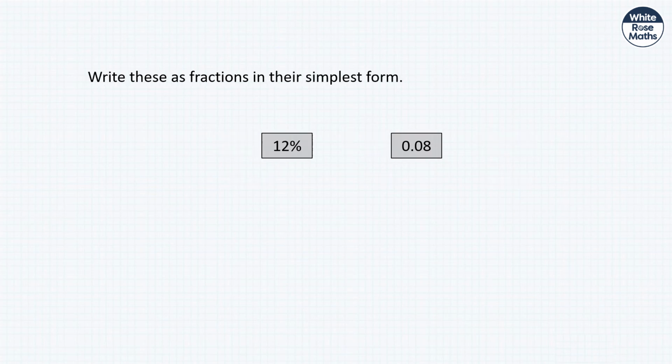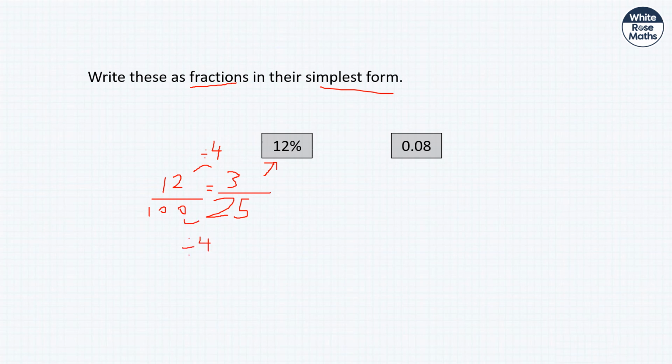Okay, so this question, write these as fractions in their simplest form. So 12%, so that'll be 12 hundredths, so 12 out of 100. Divide the top and bottom by 4, and I get 3/25 for that one. So that's a fraction in its simplest form. Percent means out of 100, so percentage means out of 100. So per 100, so out of 100. And then I've divided top and bottom by 4 to simplify that fraction.